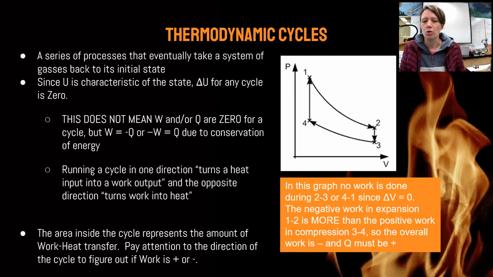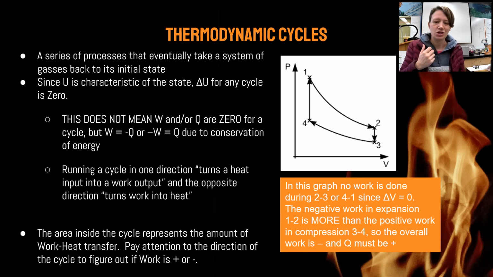Now, of course, there's a shortcut you can just memorize, essentially. If your cycle is clockwise, that means my top process is always going to be my expansion. A clockwise cycle will always produce negative work and positive Q. Or counterclockwise, if your cycle ran the other direction, we would be reversed. We would always be producing positive work and negative Q.